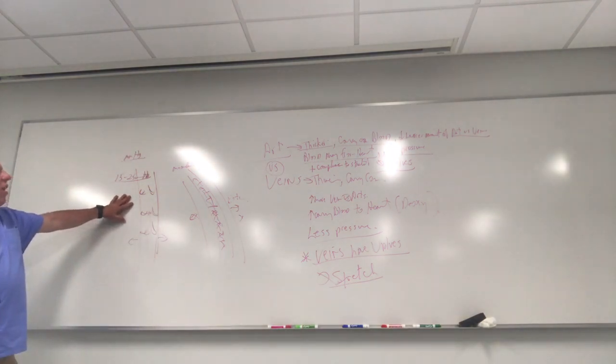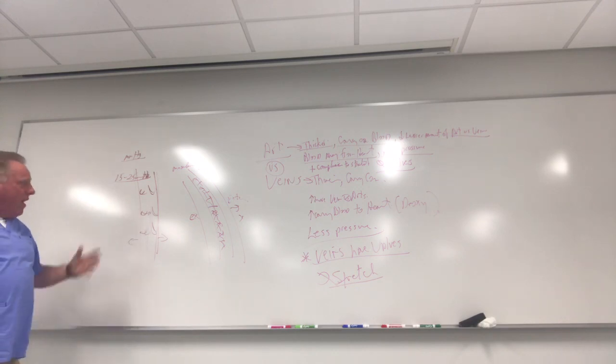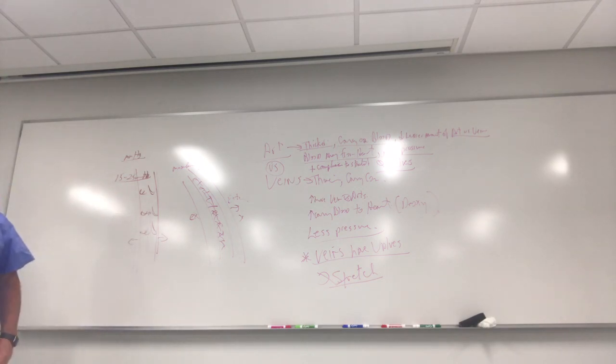So that's what the veins are, and veins are very thin. Remember that there are five times more veins than arteries, and they all have valves. That's how you can identify them, and they carry deoxygenated blood.